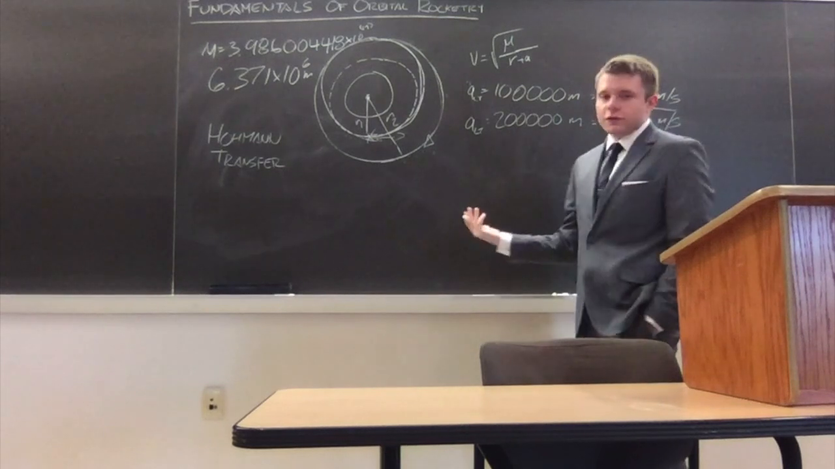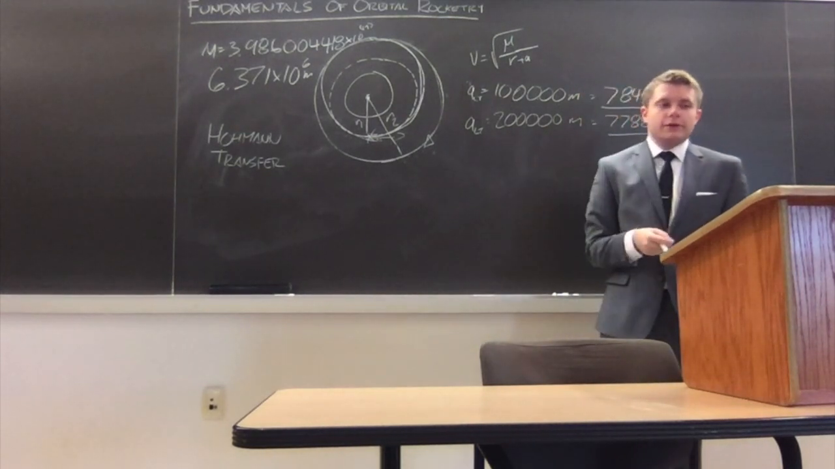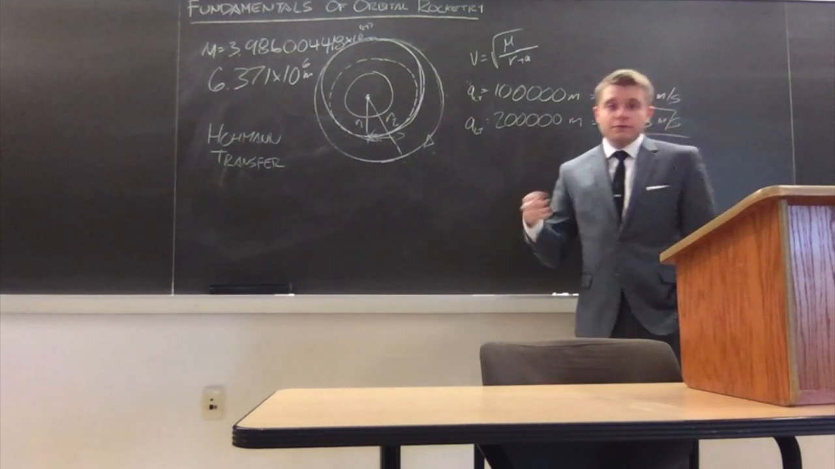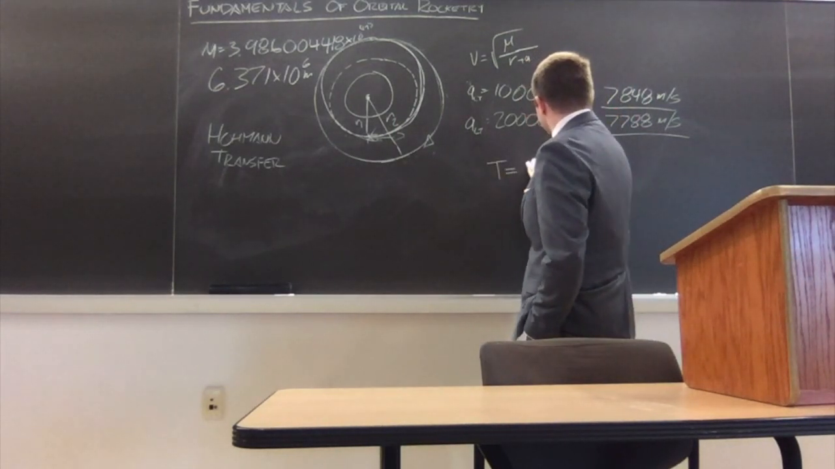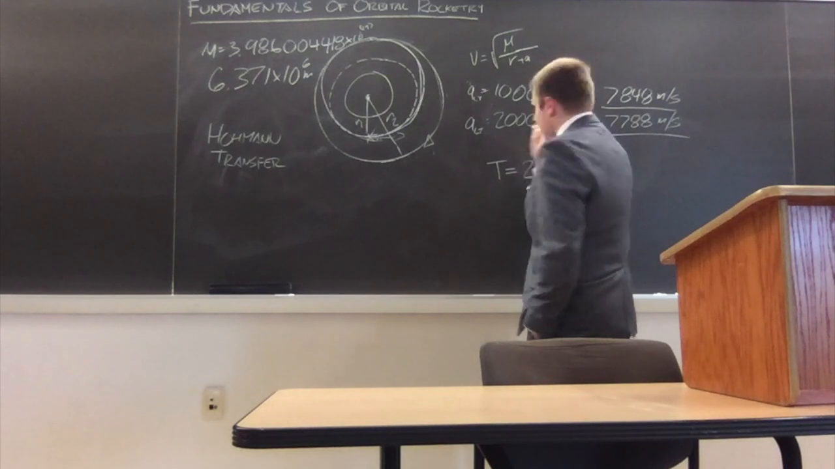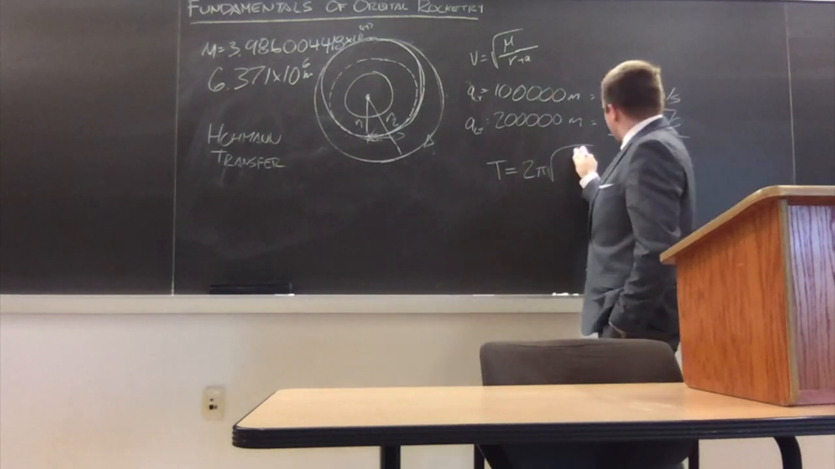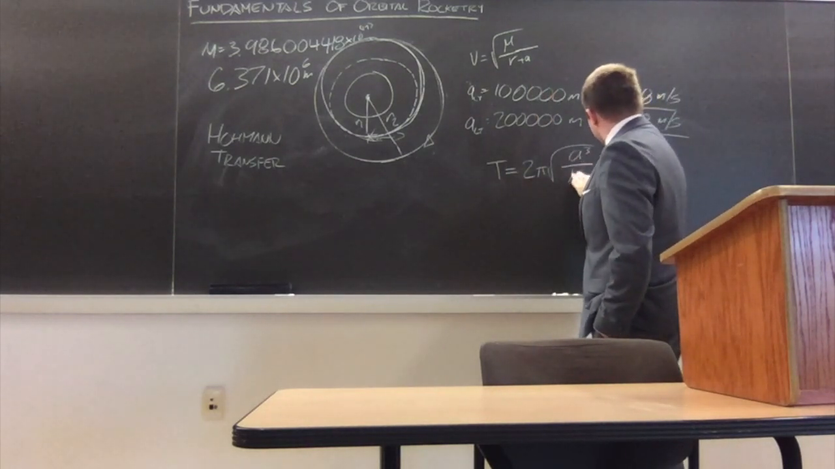So we can look at this from a new equation I'm going to chuck at you, which is the time that it takes to complete an orbital period. So an orbital period is defined as time is equal to 2 pi times the square root of a cubed over mu.